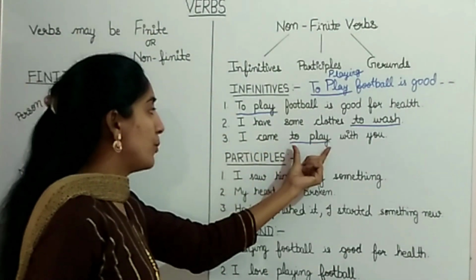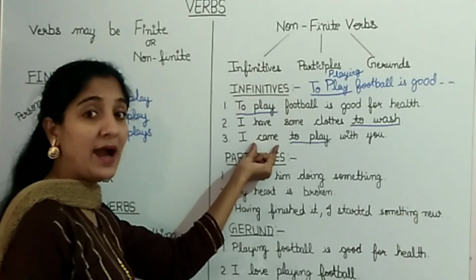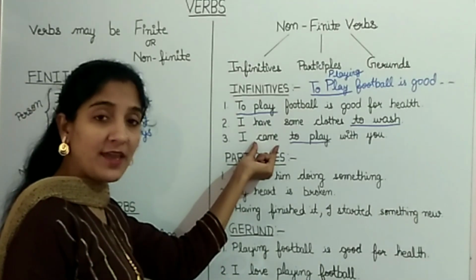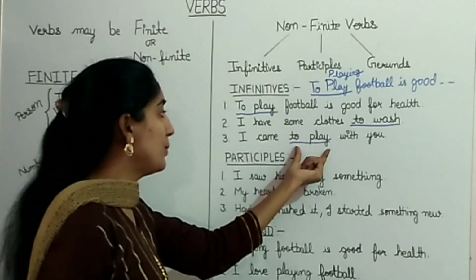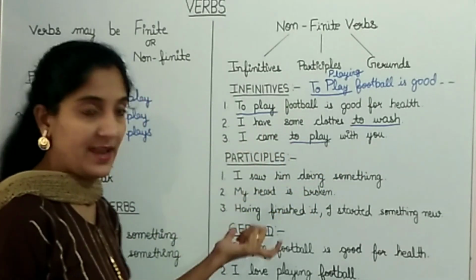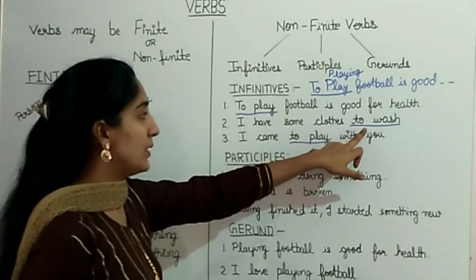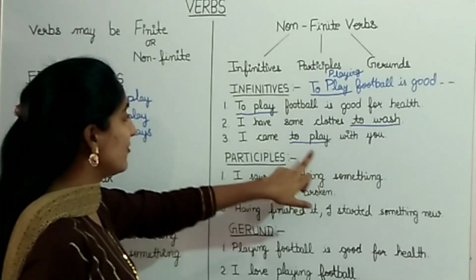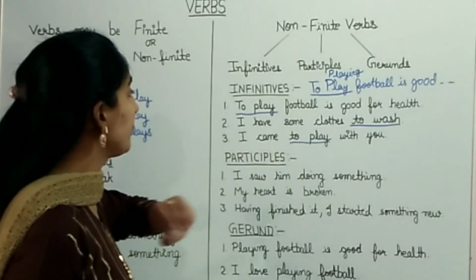Now here to play is a word which is used to modify the verb came. I came. Why did you come? I came to play with you. So to play here works as an adverb. So this is a noun infinitive, this one is an adjective infinitive, and this one is an adverb infinitive.